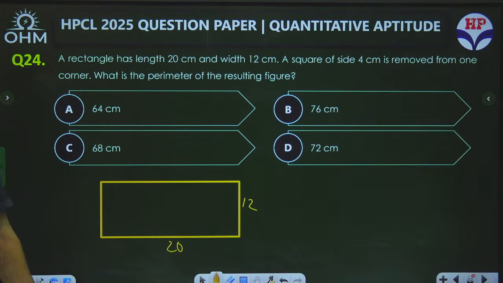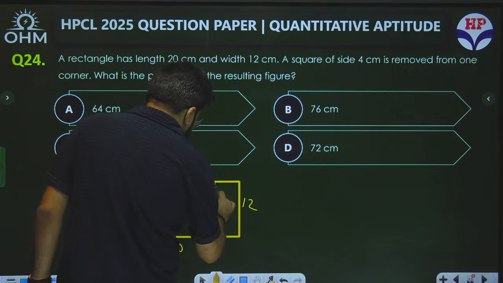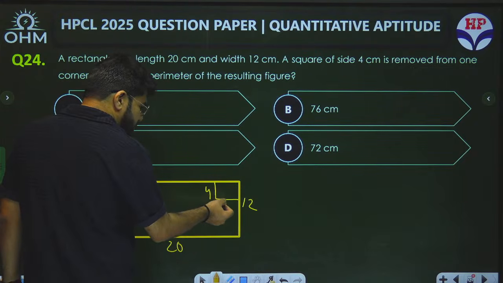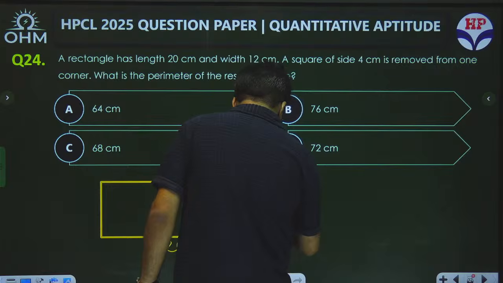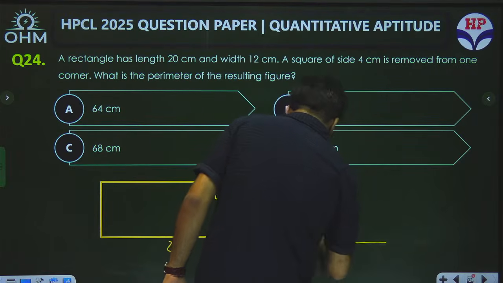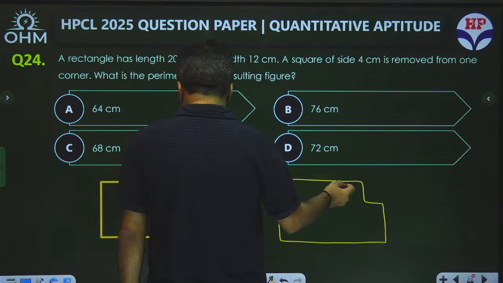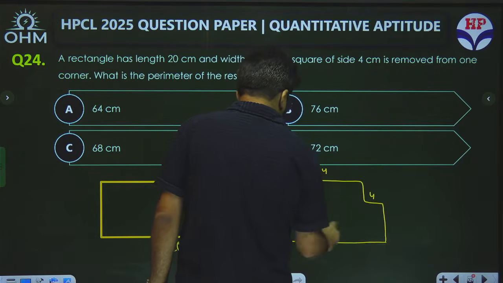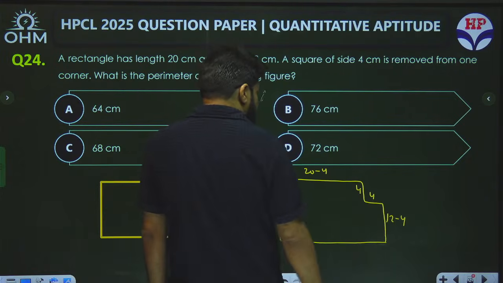Then a square of side 4 is removed from one of the corners. Suppose this is what you remove, this is 4, this is 4. What is the net picture that is going to be seen? Now see, whatever you remove from here appears here, and whatever you remove from here appears here. The perimeter will not change, because this is how the picture will effectively look. So this is 4, this is 20 minus 4, this is 12 minus 4, and this is 4. So no change in perimeter.